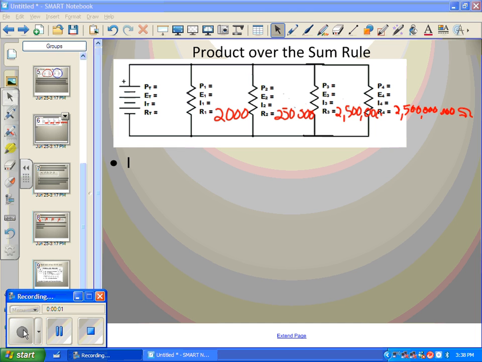One more problem here. And we're going to say that we have 2,000, 250,000, 2,500,000, and 2.5 giga ohms. A lot of resistance. Very little current's going to flow through there, right? Okay. Can we figure out these big numbers?